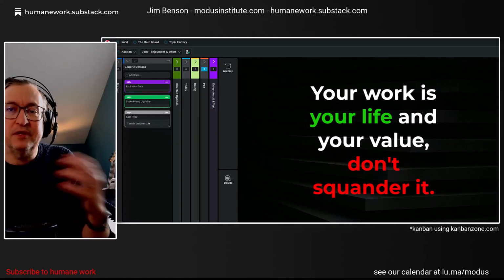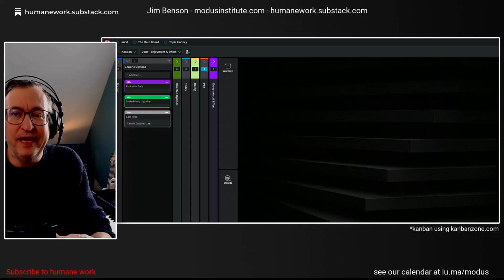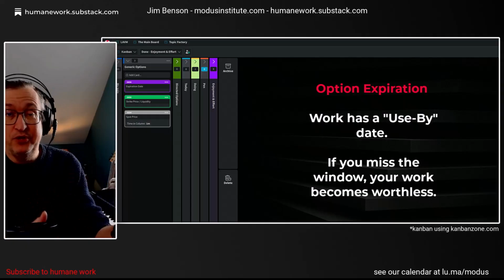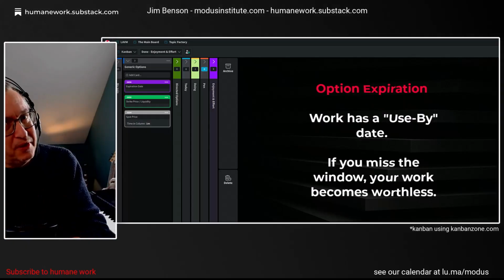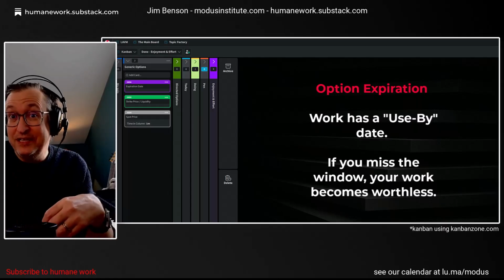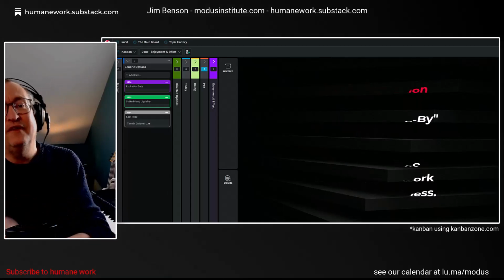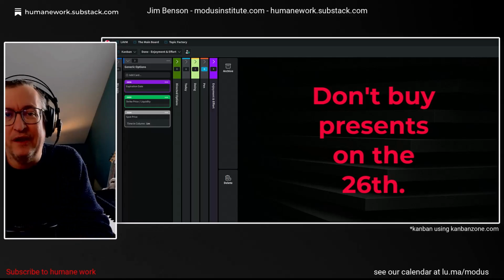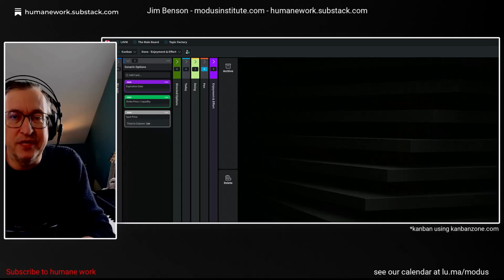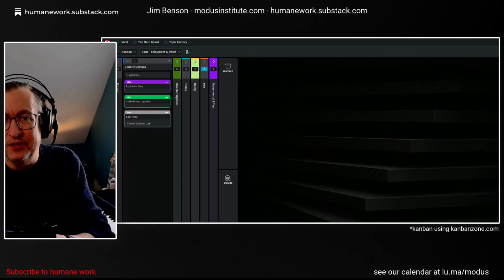Expiration date is basically that your work has a use by date. You want to do that work at the right time. You don't want to do it too soon. You don't want to do it too late. If you do it too soon, then the work isn't ready to be done for whatever reason. If you do it too late, then you're not going to have the work done on time. So you want to know when that option expiration is, when that value window is for you to get that work done.